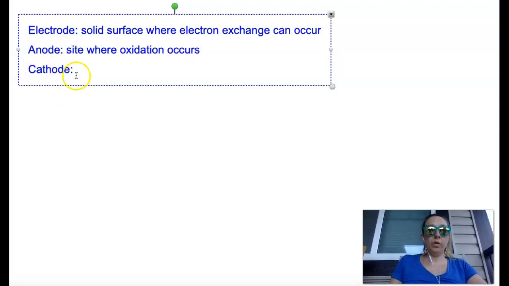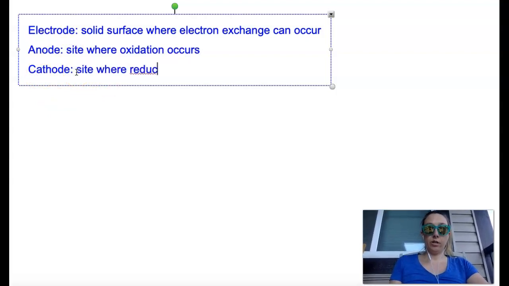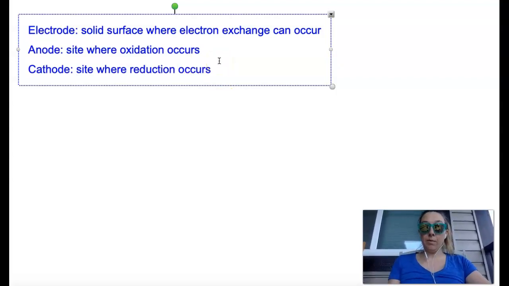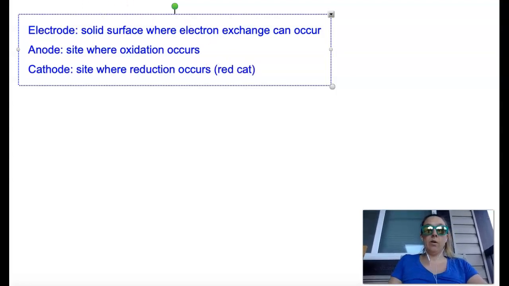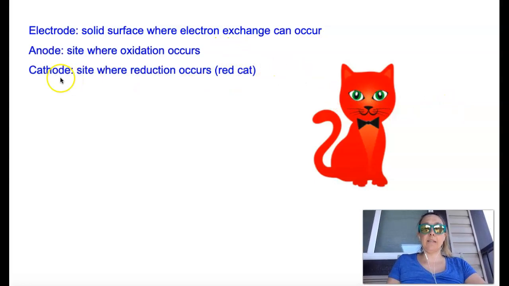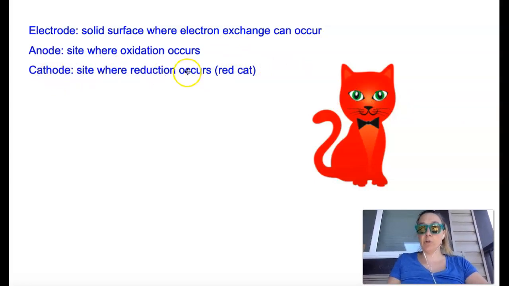And the cathode is the site where reduction occurs. Okay, we often talk about little things to help you remember, and we tend to use a red cat to help you remember that reduction happens at the cathode. So red cat's going to help you remember that the cathode is the site where reduction occurs.